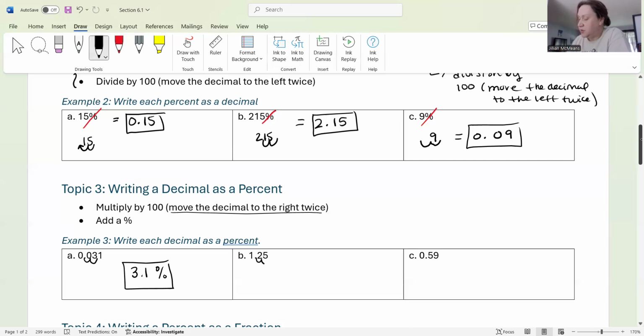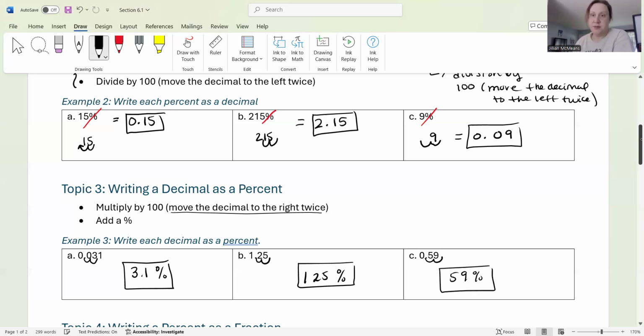1.25, I move my decimal to the right twice. I get 125, I add a percent, and we're good to go. All right? And then 0.59, I move my decimal to the right twice. I get 59, add a percent symbol, and we're done. And that's all there is to it, okay?